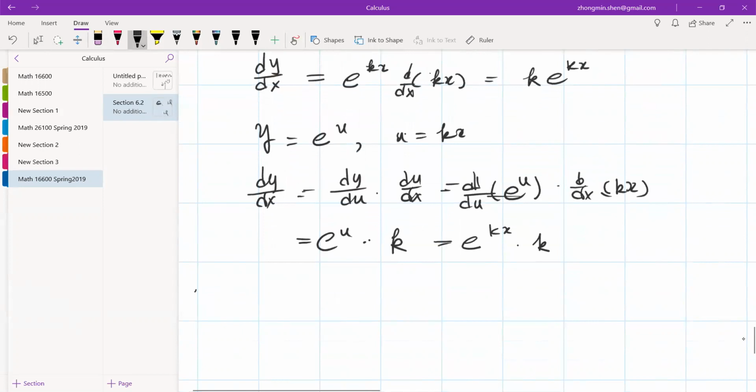Okay, let's look at the next problem. The exponential function is so special. Its derivative is itself. That means when we're talking about exponential growth, it grows really fast. The growth rate, the derivative, the slope, is going to be the value of the function.